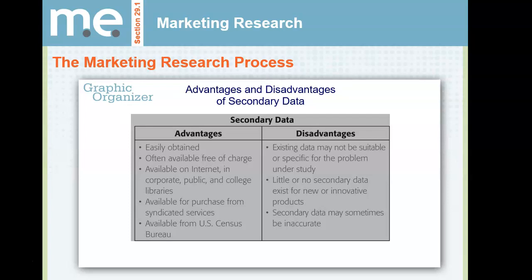Some disadvantages. Sometimes you can't find the exact data set you want or that you're trying to get. You might spend a lot of time doing that. And there is little to no data for new or really innovative ideas, and then it can oftentimes be inaccurate or, like I said, not exactly what you're looking for. It can also be expensive at times to get exactly what you want. So just some advantages and disadvantages of secondary data.